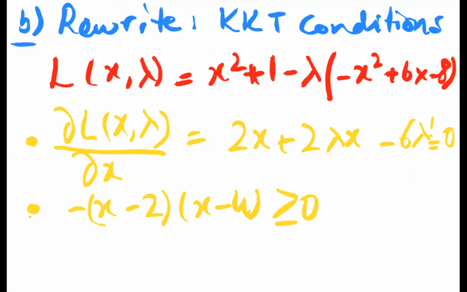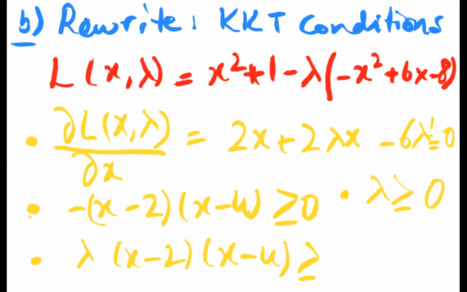So this is one condition, and then we also have another condition, which is that all the lambdas should also be greater than or equal to 0, right? And also we have this lambda times the constraint, x minus 2 times x minus 4. Sorry, this should be equal to 0. There's an equality there. Do you remember the KKT conditions from the lecture notes? So this is pretty much it.